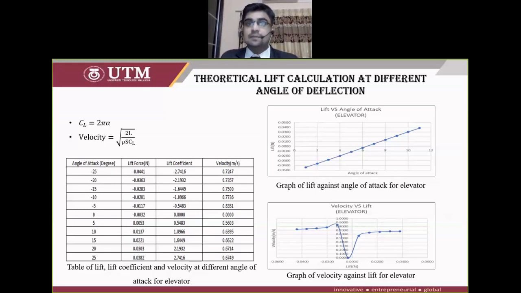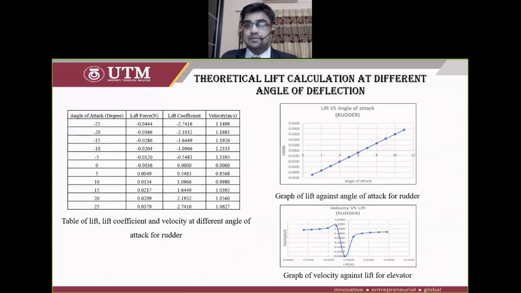The maximum lift exerted on the elevator at an angle of attack of negative 25 degrees is 0.0441 Newton, which has the velocity of 0.7247 meters per second. Whereas for the rudder, the maximum lift exerted is 0.04444 Newton at an angle of attack of 25 degrees, with the velocity of 1.1498 meters per second respectively.